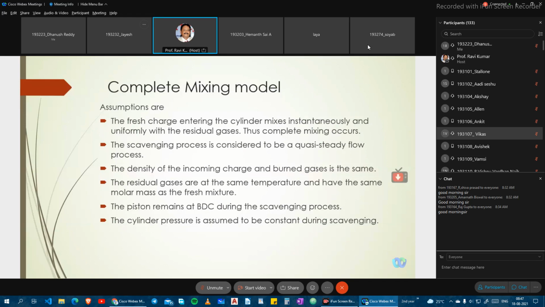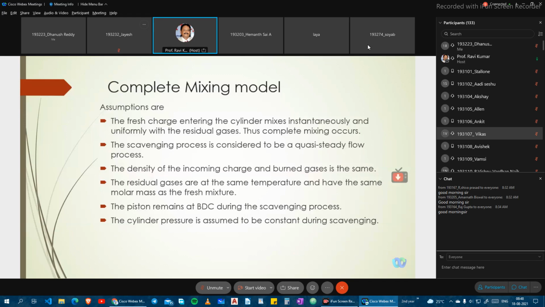Yes, very good. Actually, if you take a vessel of water with small particles inside, and slowly remove them one by one without changing the equilibrium position, because we slowly mix or replace them one by one. That is, the scavenging process is considered to be a quasi-static flow process. That's why the prerequisite of thermodynamics is required for the study of IC engines. The density of the incoming charge and burned gases is the same.